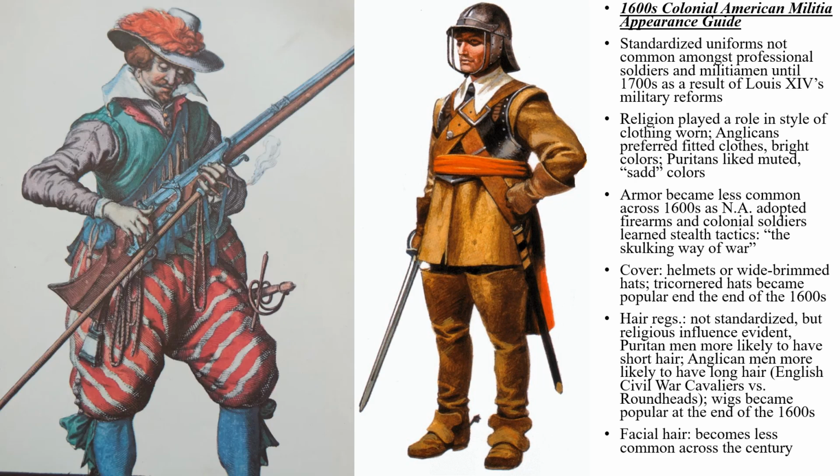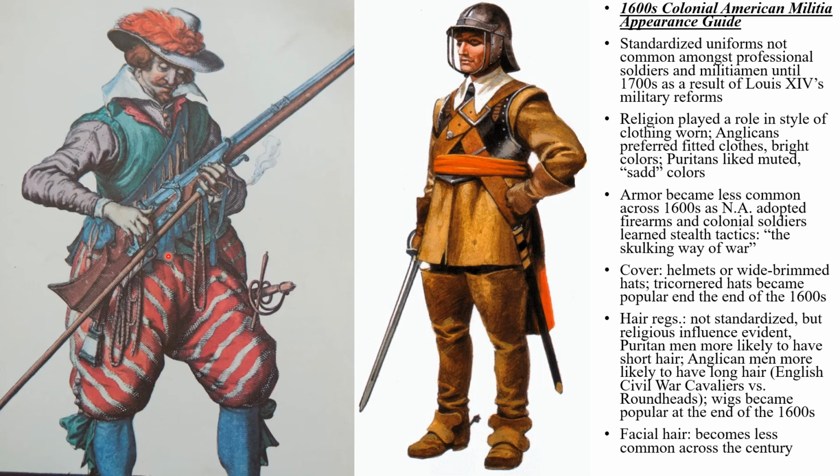Instead, religion often played a role in the style of clothing worn by militiamen. Anglican militiamen in places like Virginia, for example, liked fitted clothing, tight vests and jackets called doublets, seen on this militiaman here. They really liked bright colors and vivid designs. They were interesting to look at, although they're not very tactically advantageous in the Americas when you're trying to use stealth-based warfare. If anything, it makes you more of a target for your enemies.